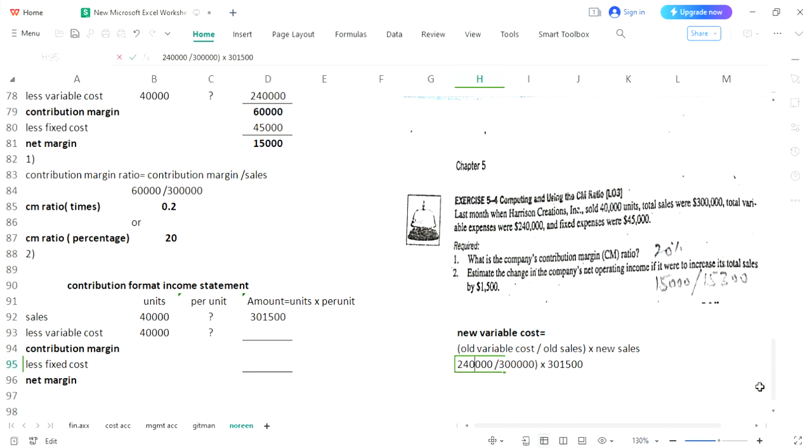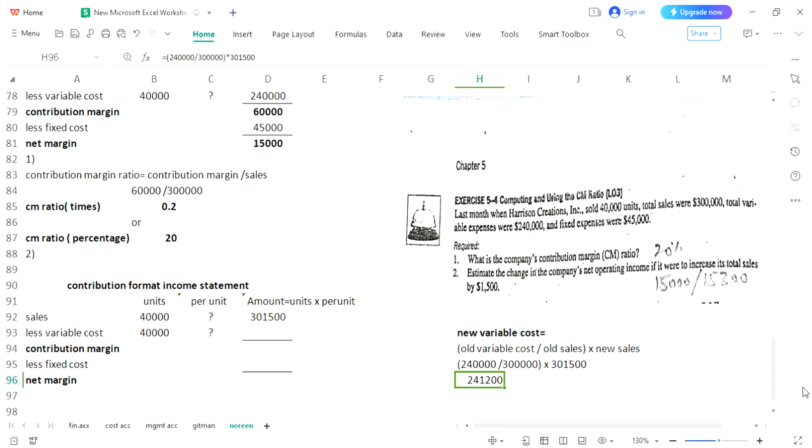240,000 was the amount, and you will put bracket over here. Now upon calculator, what you will write? First you will start the bracket. Upon calculator you will write 240,000, and then you will divide it with 3 lakh. Bracket will be closed, and you will multiply it with 3 lakh 1500. So 240,000 divided by 3 lakh multiplied by 3 lakh 1500.